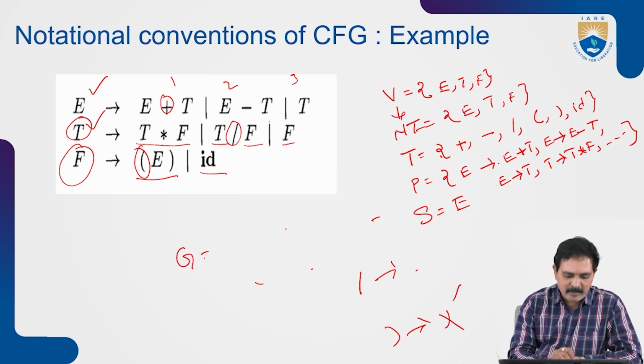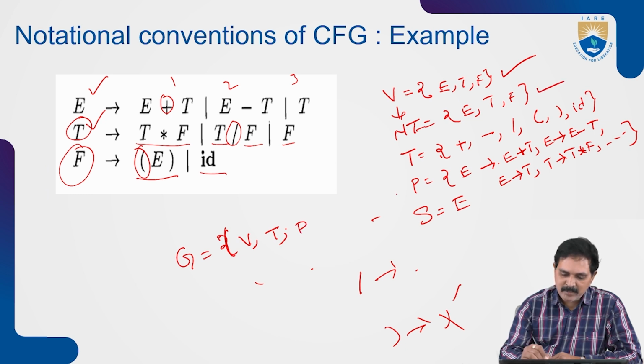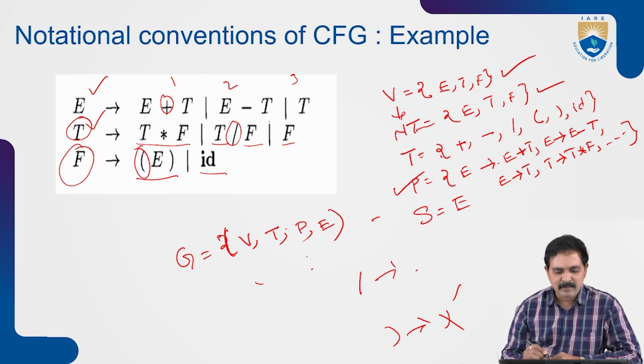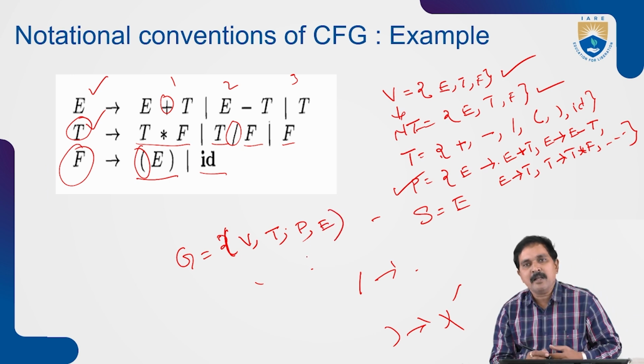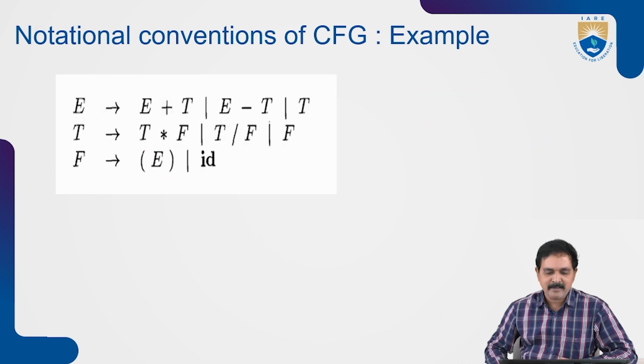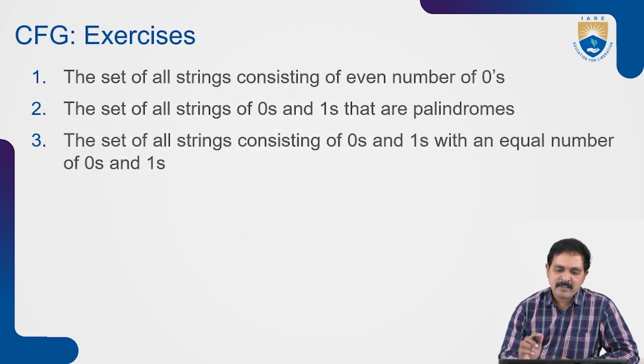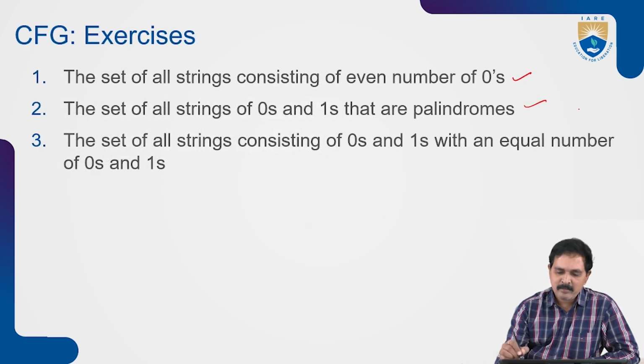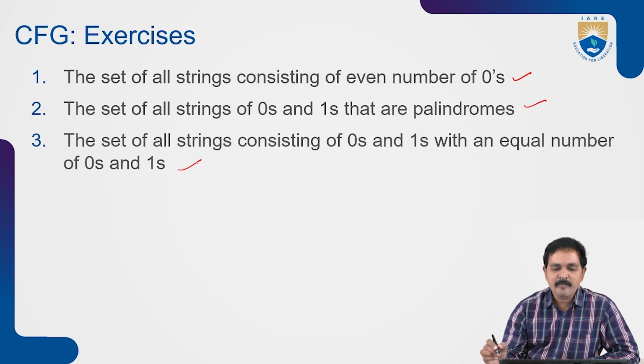So finally, you can conclude that a grammar is nothing but the set of variables, which is given, the set of terminals, which is also given, the set of productions, which is also given, and the starting symbol, which is E. So this is the idea of context free grammar and also the relevant example. So these are the exercises. You can find the context free grammar.